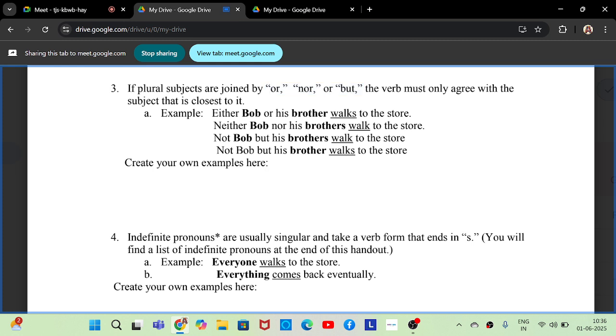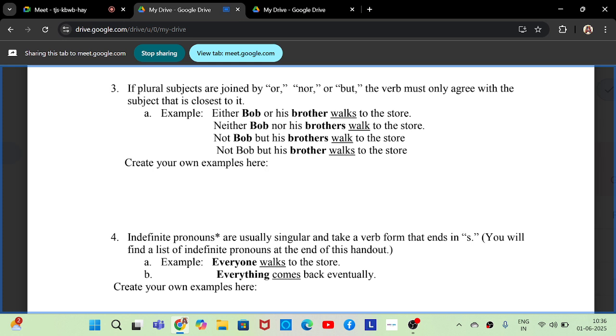So, for example, you can look at the first sentence. Either Bob or his brother walks to the store. Either Bob or his brother means either Bob or his brother. So why are you writing walks to the store? Because either Bob is singular, or his brother is also singular. So either Bob or his brother walks to the store.